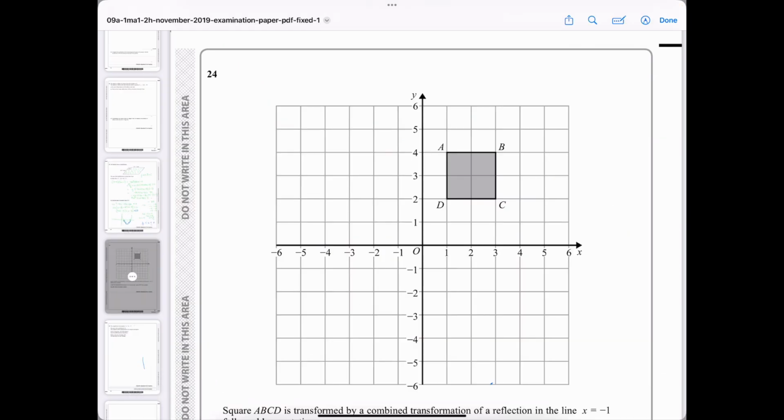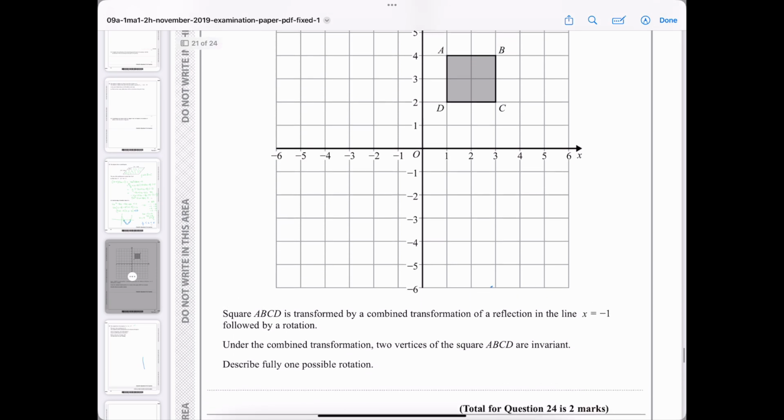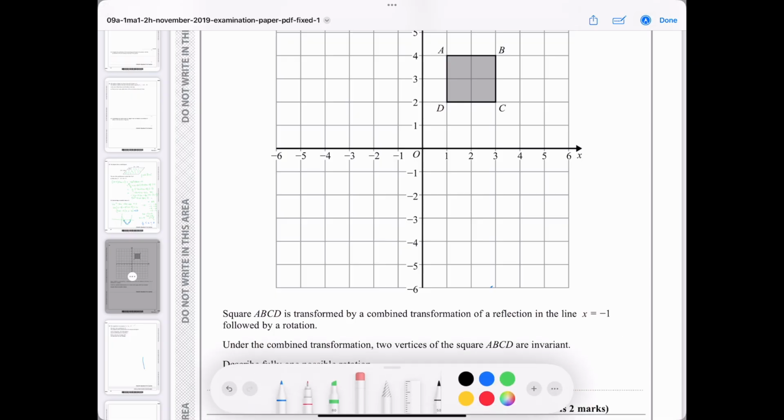So here we have 24, and it's asking us to combine a transformation of a reflection in the line x equals 1, which we can do by looking at x equals -1. So we go through there. And then if it reflects through there, you go 1, 2, 1, 2, and it would look like this. I'm just going to mark it in so you can see. So it's A, D, B, C.